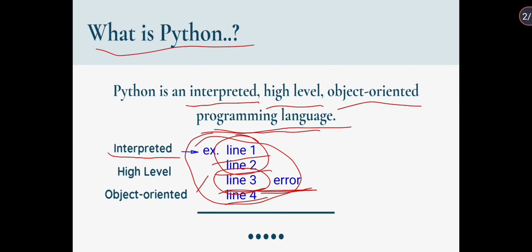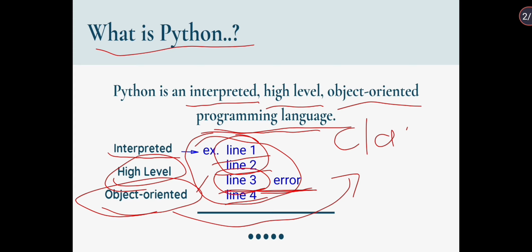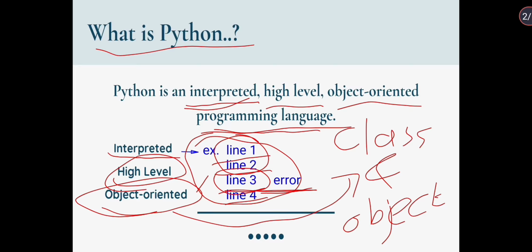Then what is high level? High level means human understandable language. We humans can easily read and write this language. After that, what is meant by object oriented? Object oriented means these programs are written on the basis of class and object. So what is Python? Python is an interpreted high-level object-oriented programming language.